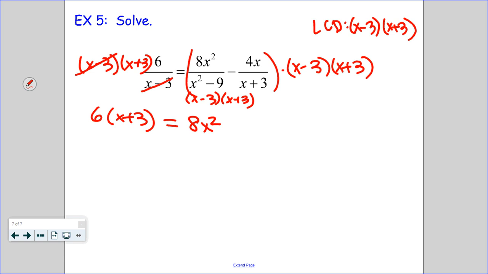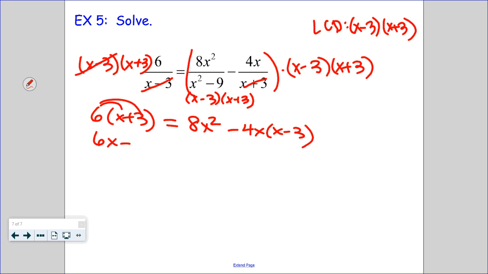So I have 8x squared because both of those cancel. Does everyone see that? Okay, and then the next one, I have an x plus 3, and that's going to cancel with the x plus 3. So I'm going to be left with this x minus 3. Everyone follow where we went there? Okay. Now multiply everything out. We have a quadratic, so you'll want to get it to one side. Factor and solve.